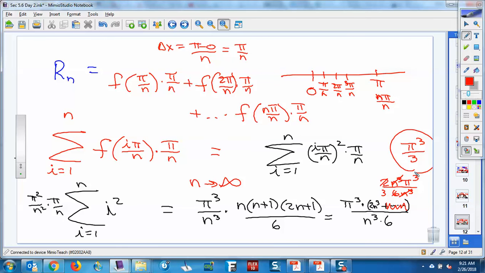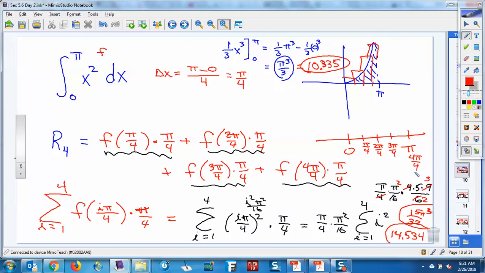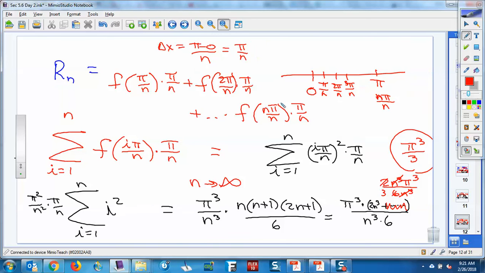Now, there's a little technicality. A trapezoid is not a Riemann sum. Think R for Riemann, R for rectangle. Trapezoid is still an approximation technique, it's just not a Riemann sum. What we just did was add up an infinite number of rectangles. We used our summation formulas to get the exact area. All right, so what is a Riemann sum?